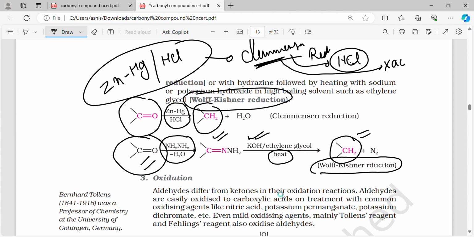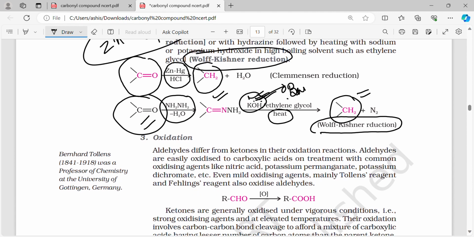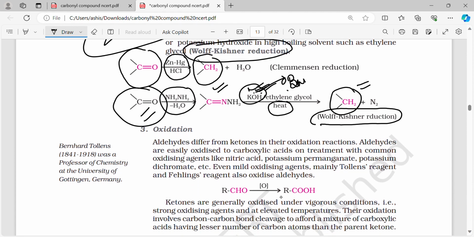Now the important part is that because we are using HCl in Clemmensen reduction, Clemmensen reduction cannot be used for acid sensitive groups. And in Wolff-Kishner reduction we are using KOH, which is a base. So Wolff-Kishner reduction cannot be used for base sensitive reactants.